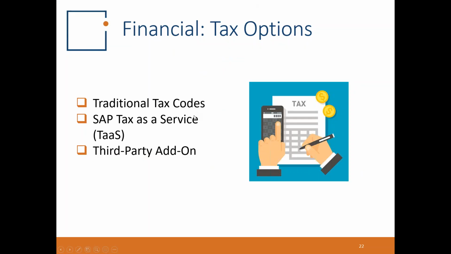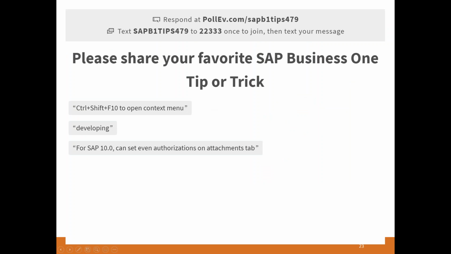So I believe we have only a couple of minutes until the time is running out. So let's summarize. First, I see that we have only 3 tips. Control Shift F10 to open the context menu. Oh, that's good to know. Developing for SAP 10.0 can set event authorization on the attachment tab. Oh, thank you. And those are our tips. Please feel free to add additional tips, and we're going to share them with the final presentation at the end of the day. This webinar is going to be shared on our website probably within a week or so.